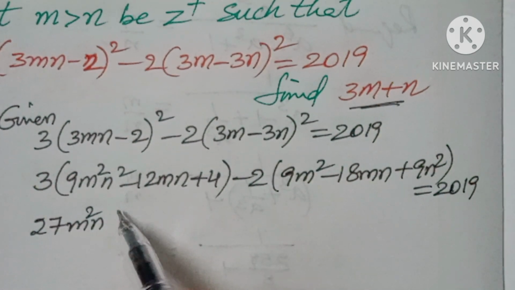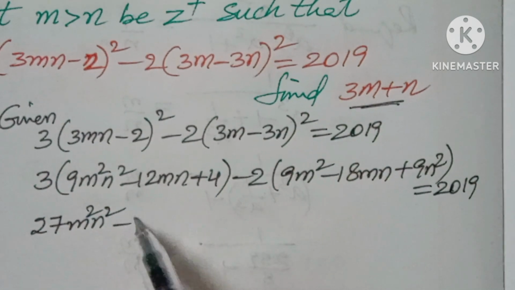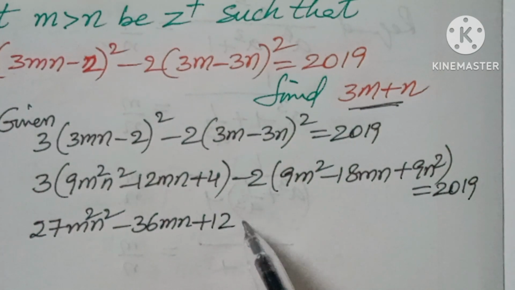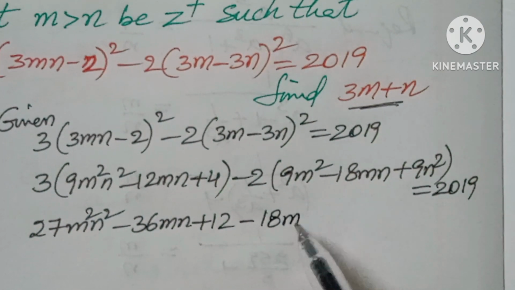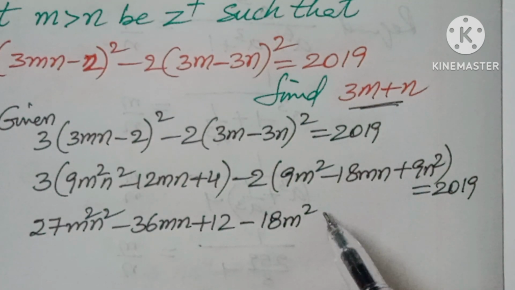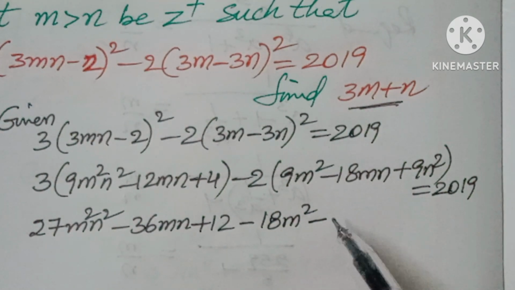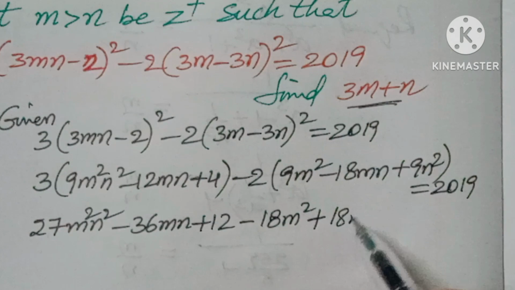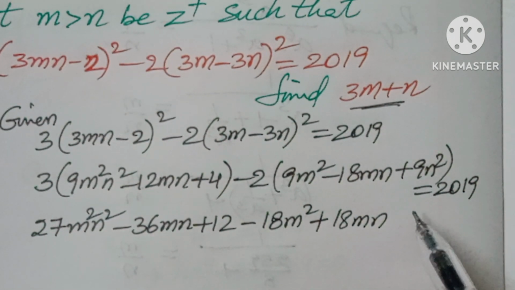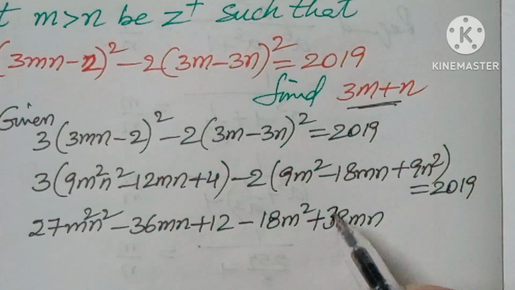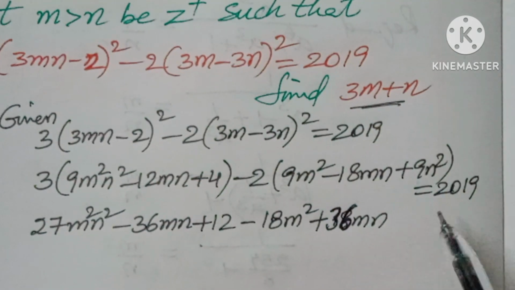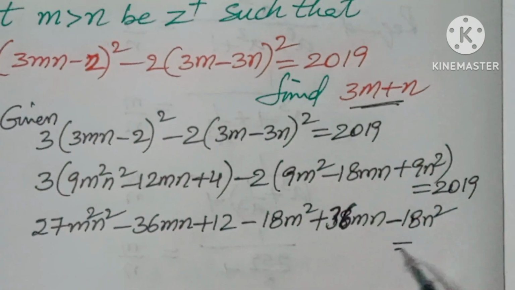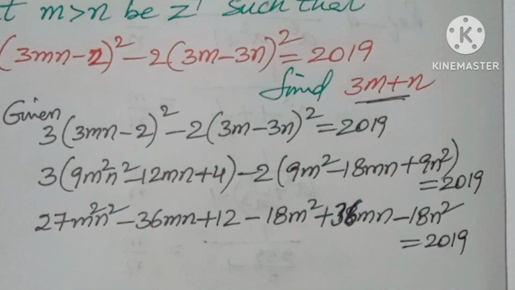27 m squared n squared minus 36mn plus 12, minus 18 m squared. So minus into minus, plus 18 n squared, 18 mn, 18 not 36, 36 mn, minus 18 n squared is equal to 2019 now.